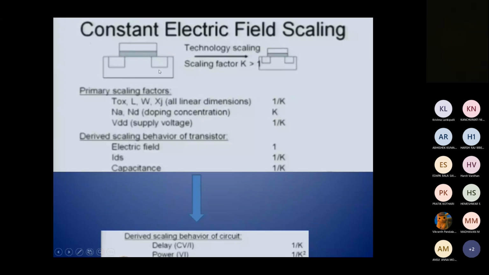Now, there are some guidelines we have to follow. Let's say we have this bigger dimension MOS device, and we want to make it a smaller dimension MOS device. What are the guidelines we need to take into consideration? That is what constant electric field scaling is all about.